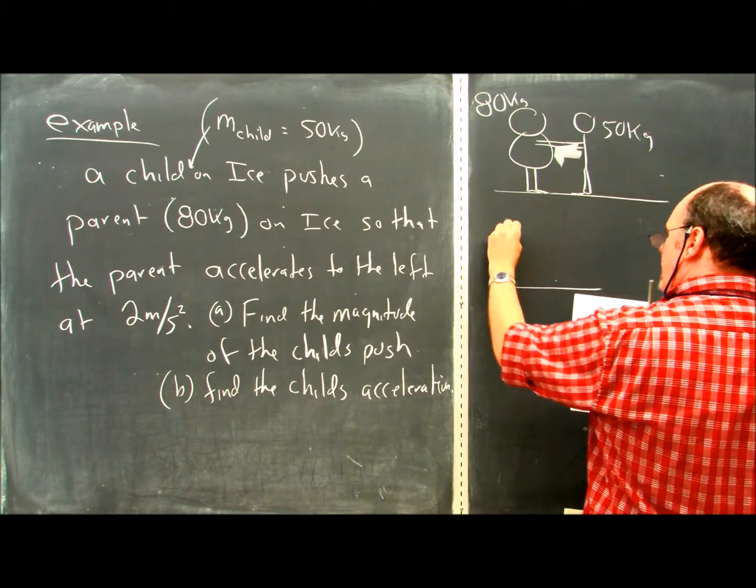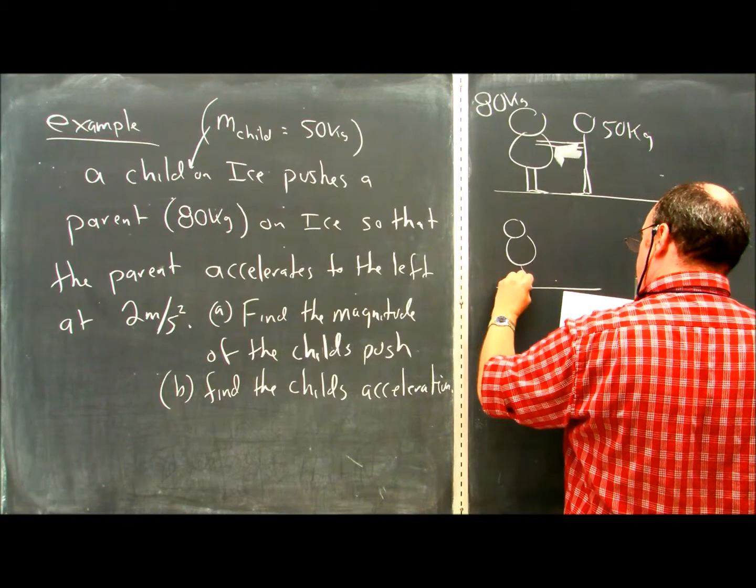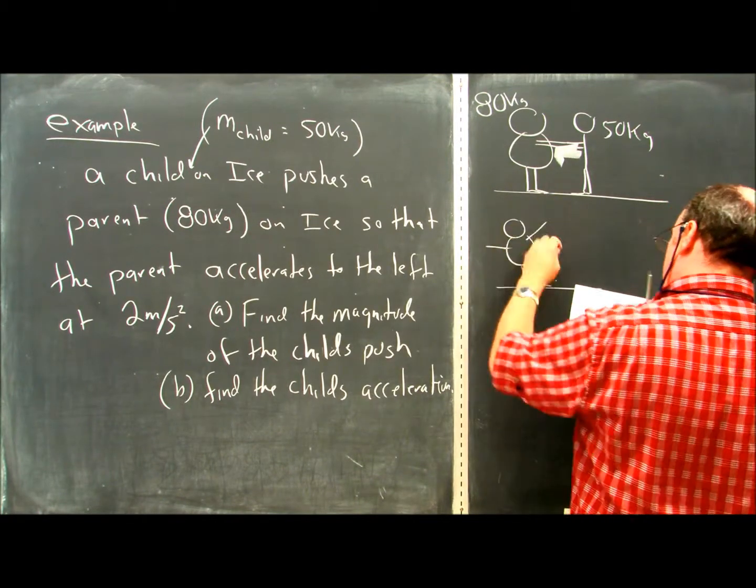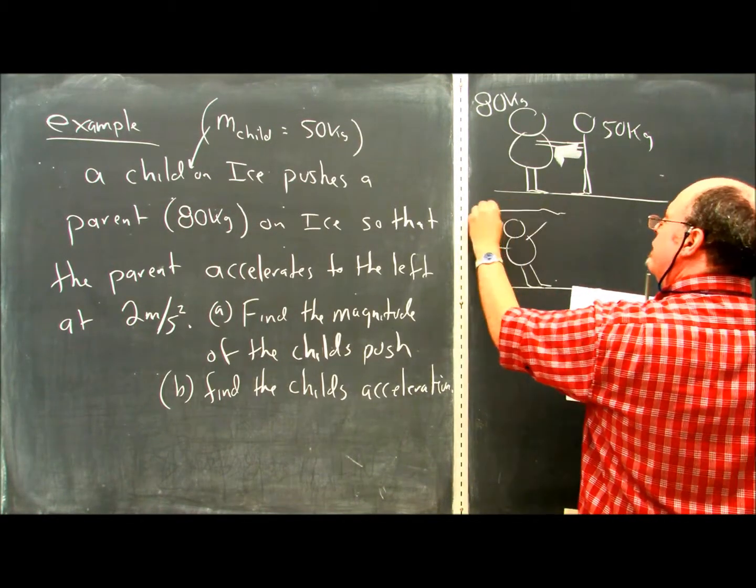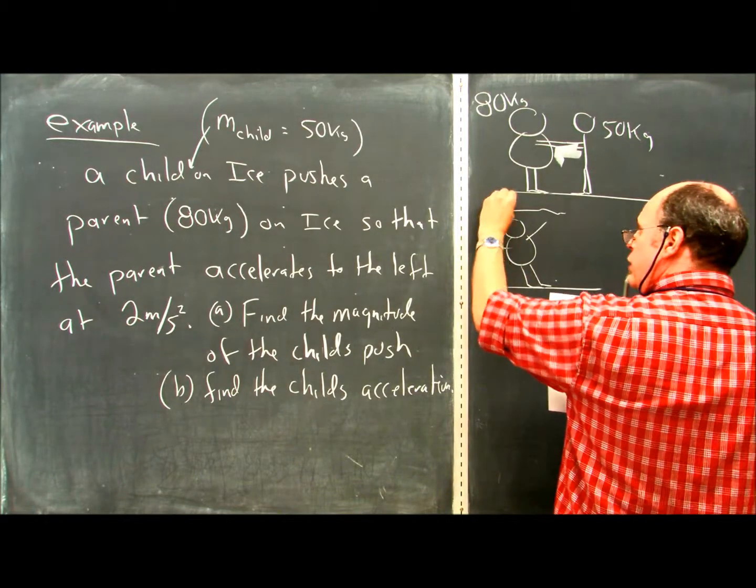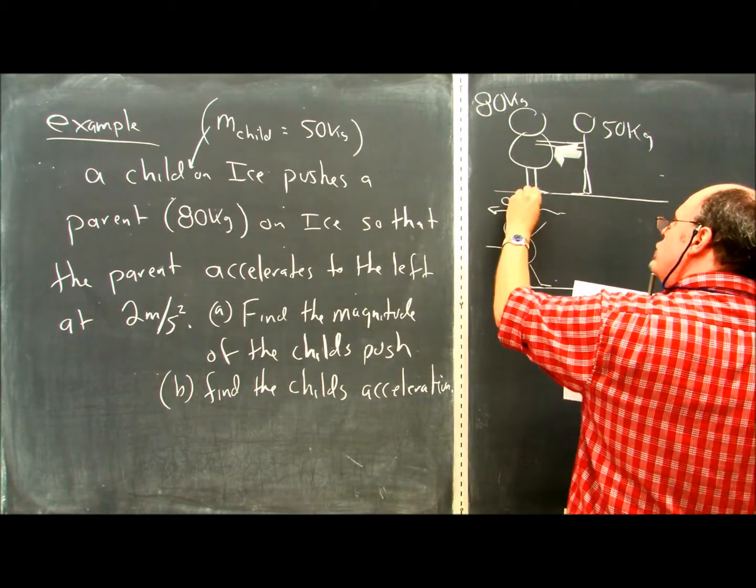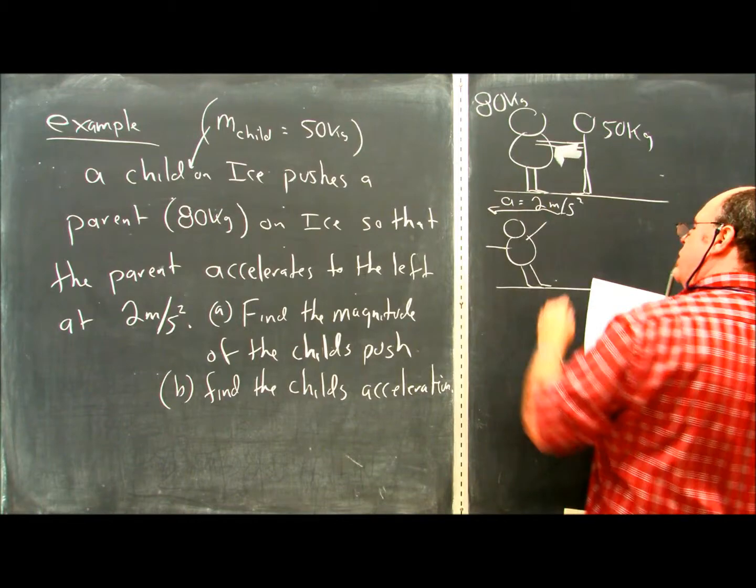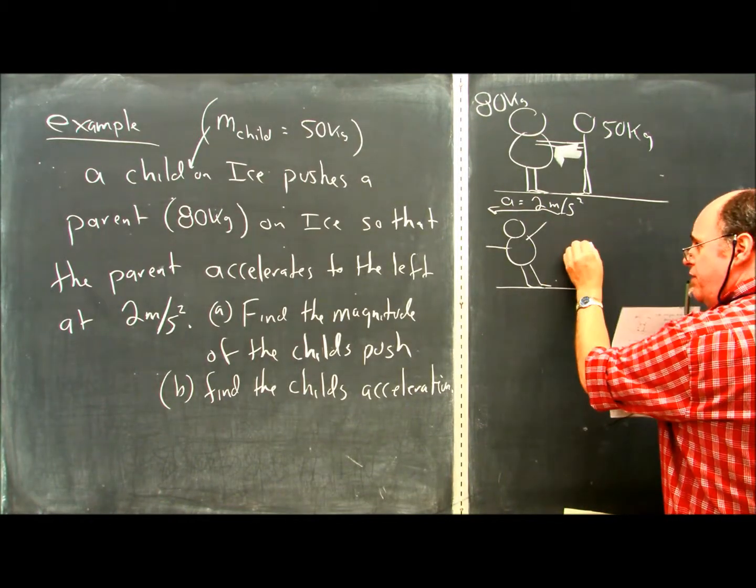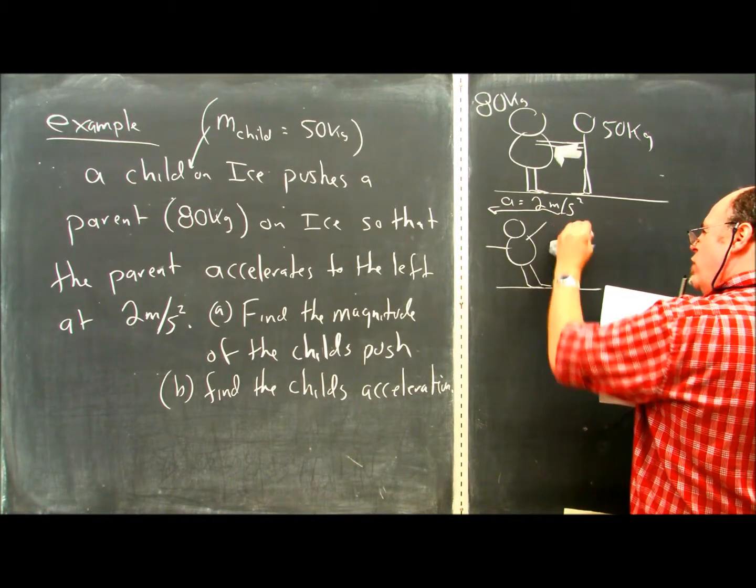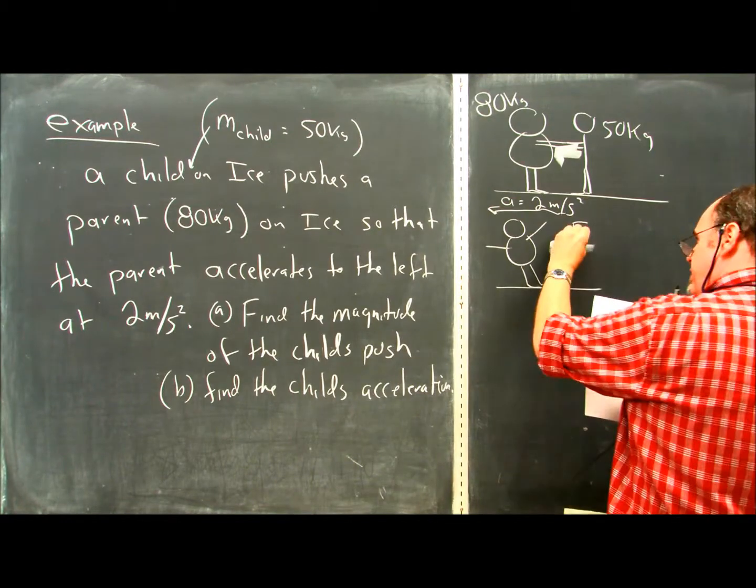So if we look at the parent, the parent is now moving this way to the left. And we were told the acceleration rate is the number 2 meters per second squared. And that can only happen if there was a push. So we must have had a force on the parent.